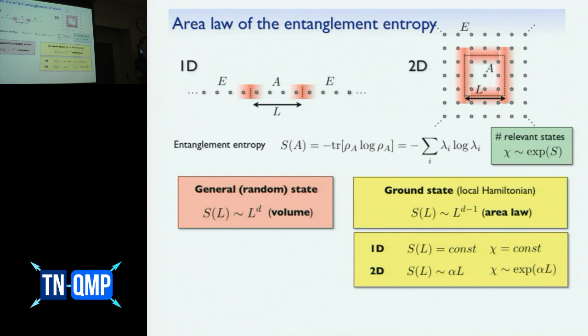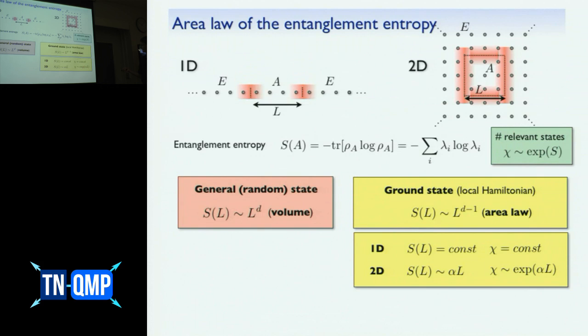Now, in two dimensions, it means that the entanglement entropy is proportional to L, the length of the boundary of this block, and we will come back to this later on. So the number of states is also reduced: instead of being exponential in L squared, it's just exponential in L.